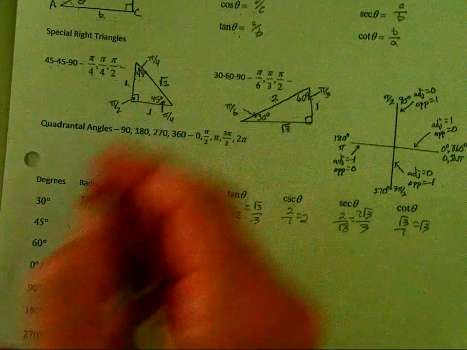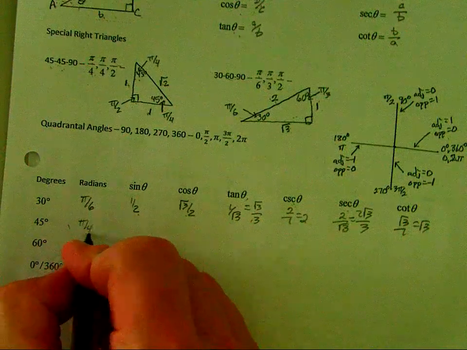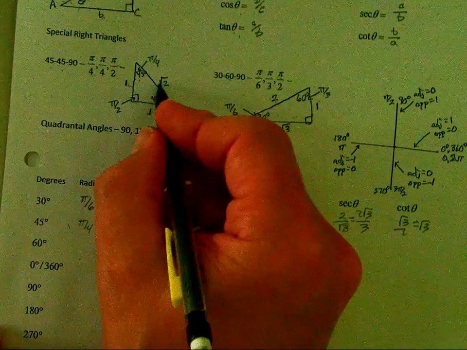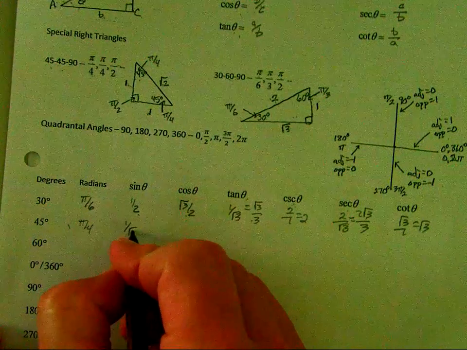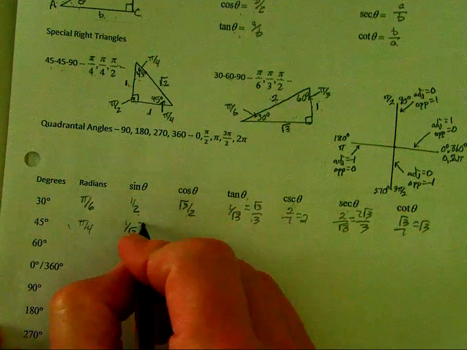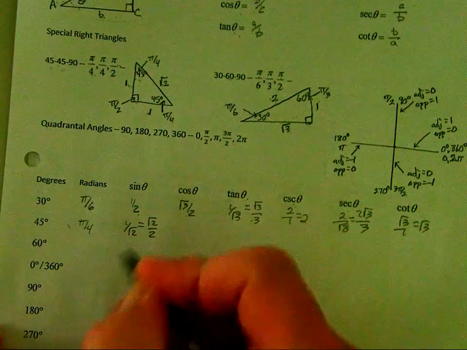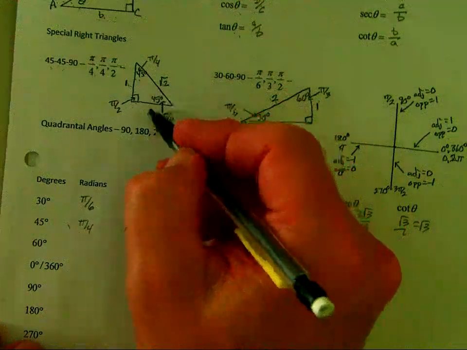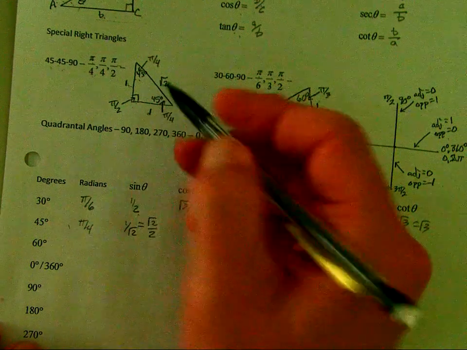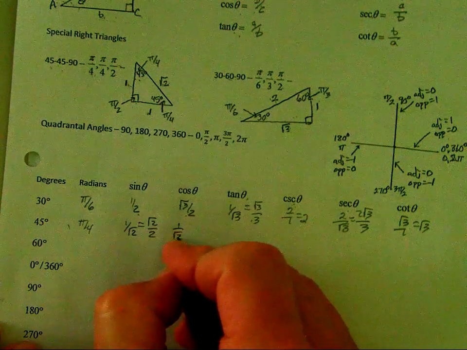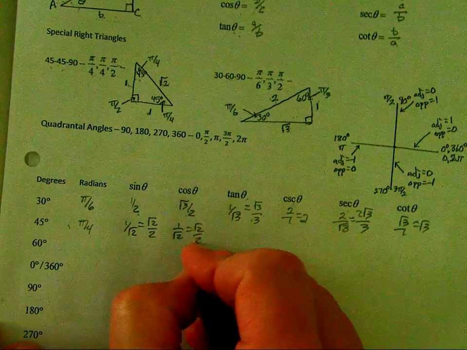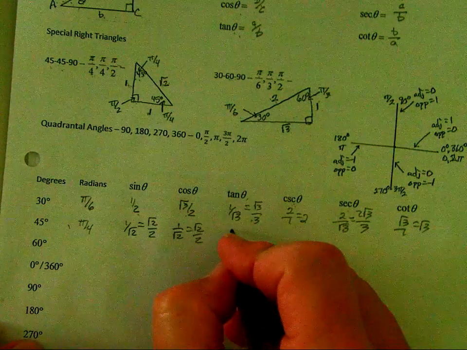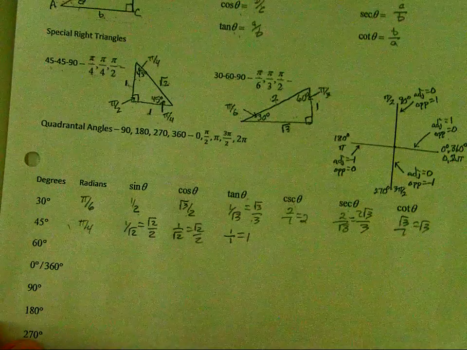45 degrees, that's the same as pi over 4. So if we look at that triangle, sine is opposite over hypotenuse, 1 over radical 2. Again, that's fine. If you want to rewrite it as radical 2 over 2, it's the same thing. Cosine is adjacent over hypotenuse, so that's 1 over radical 2, or radical 2 over 2 if you want. And tangent is opposite over adjacent, so that's 1 over 1, which is 1.